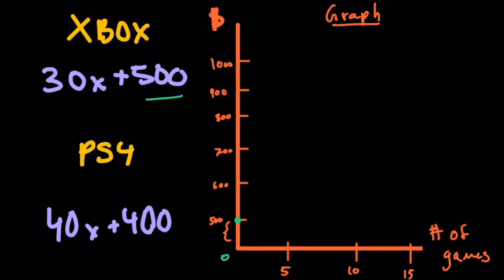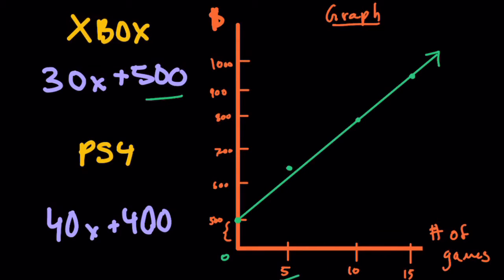So what I'm going to do is I'm just going to go ahead and plug in the 5 there. So that's 150 plus 500, so that's 650. And then plug in the 10. That is 300 plus 500, so that's 800. And then I have 15 times 30, so that is 450 plus 500, so that's 950. So there we go. That's not perfect, but that's my graph, my function for the Xbox.